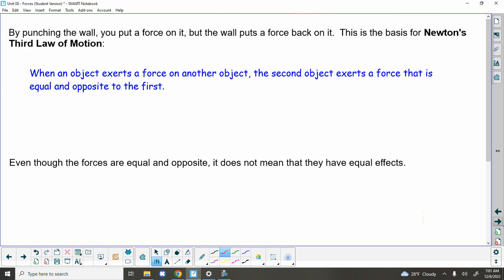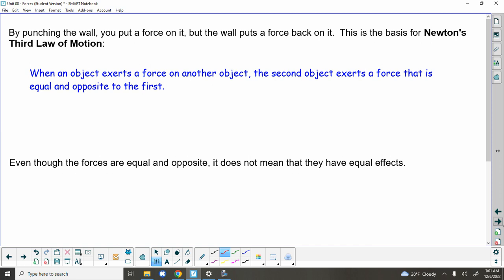So this idea that when you have a force being imparted on something, the object that the force is being applied to applies a force back. This is Newton's third law of motion. Newton's third law of motion is really all about how forces end up being exchanged between objects.